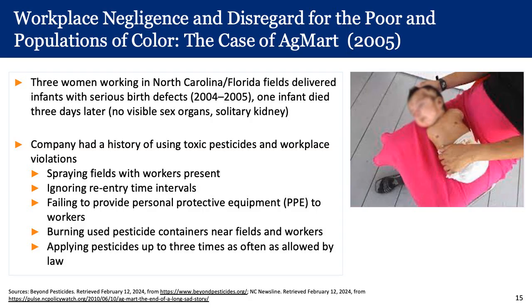Between 2004 and 2005, farm worker women who were working in agricultural fields in North Carolina and Florida for the same company had babies born with severe birth defects. One was born without any arms and legs. Another infant was born with Pierre-Robin syndrome, which is a rare birth defect that is characterized by an underdeveloped jaw, backward displacement of the tongue, and upper airway obstruction.